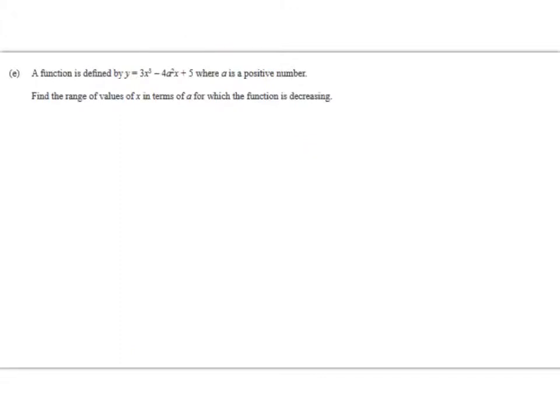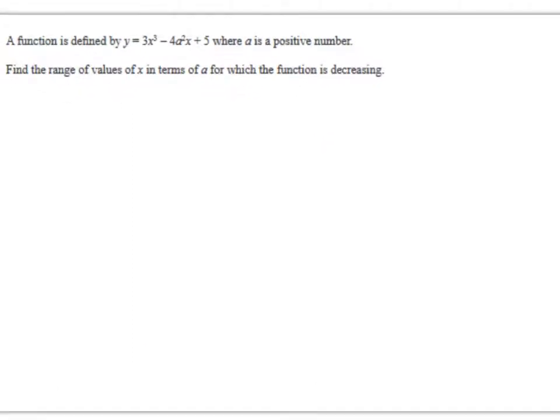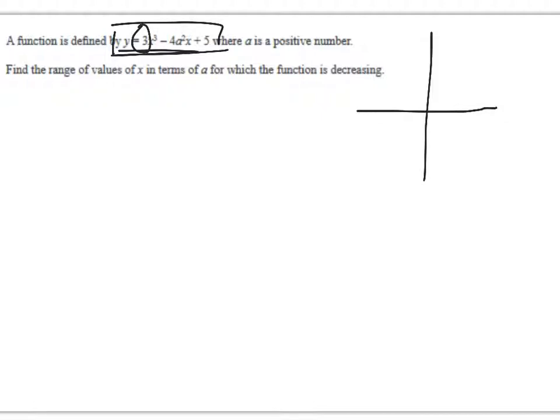All right, we've got a function defined by this, and a is a positive number. We need to find the range of values of x for which the function is decreasing. But before I launch into the algebra and the calculus, just have a look at what type of function we've got. Because it's level 2, there are a limited number of situations you're going to see. So this is a cubic, and it's a cubic with a positive coefficient.